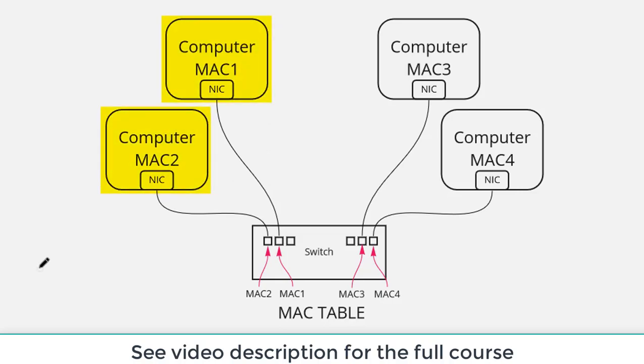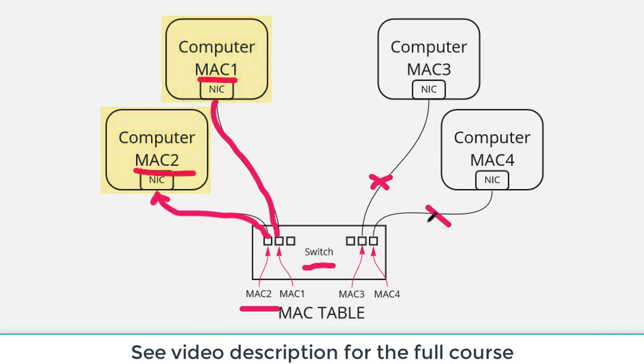So again, let's assume that the first computer, MAC 1, needs to send a unicast, and the destination is the MAC address of computer 2. Well, in comes this Ethernet frame, and it hits the switch, and the switch says, oh, we've got an Ethernet frame destined for MAC address 2. I know what port that is. Let's take that Ethernet frame and forward it out that specific port. And that traffic is not flooded to any of the other ports.